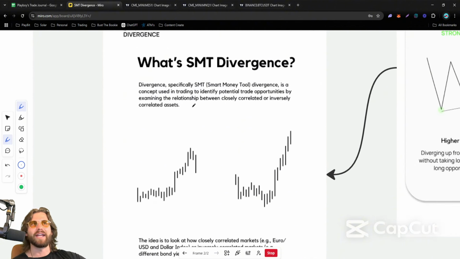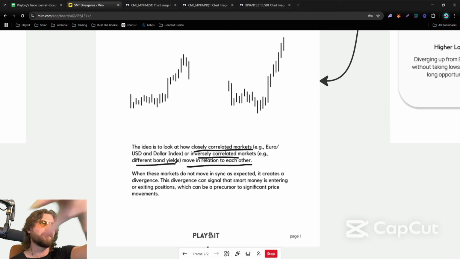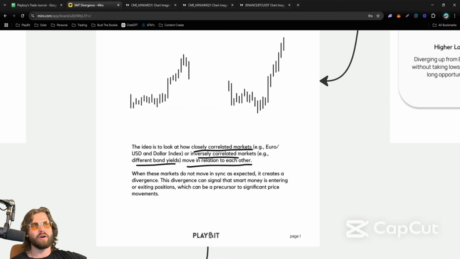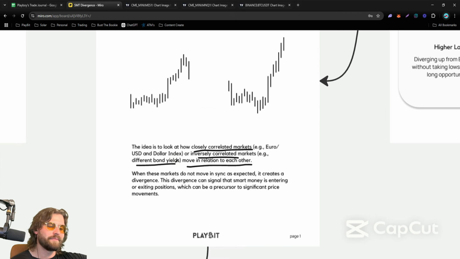So let's start defining. Divergence, specifically in SMT, is a concept used in trading to identify a potential trade opportunity by examining the relationship between closely correlated or inversely correlated assets. This idea is to look at how closely correlated markets or inversely correlated markets move in relation, okay? And of course, the inverse markets are bond yields. We also have the DXY with the Euro and the GBP. And then we also have closely correlated, which could be Euro, USD, DXY, NASDAQ, ES, and you get the idea. I just went through them earlier.